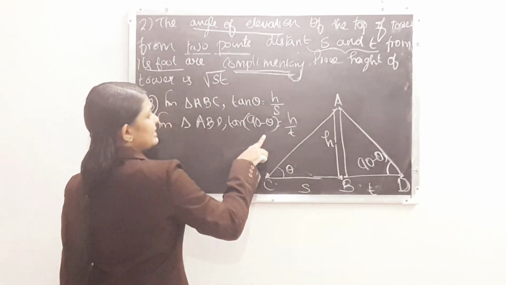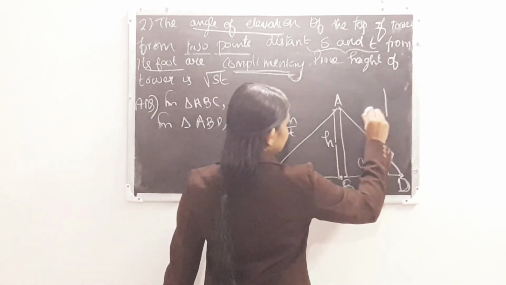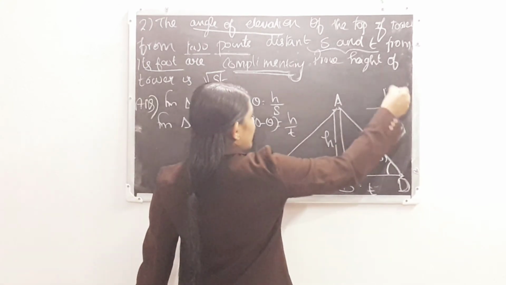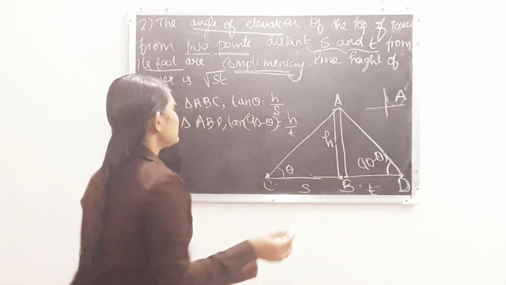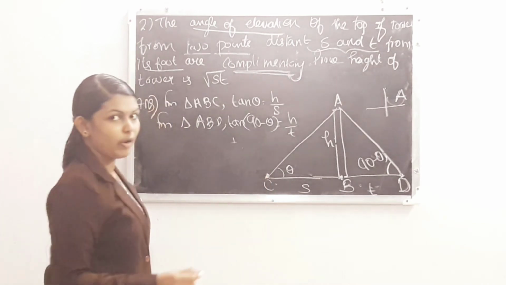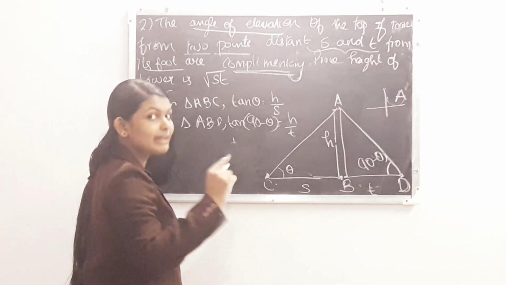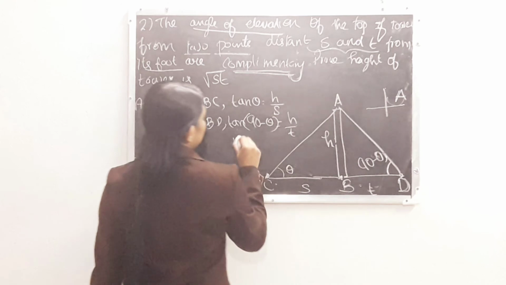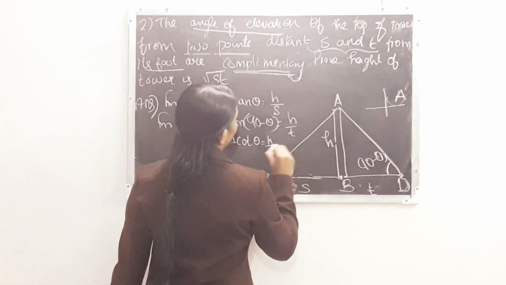This tan 90 minus theta can also be written as cot theta. First of all, we have to check the quadrant in which it lies. So 90 minus theta lies in the first quadrant, where all trigonometric ratios are positive. So first of all we give a positive sign. And since the angle is in the form of 90 plus or minus theta, we have to change this trigonometric function to its cofunction. That means tan will change to cot. So cot theta is equal to h by t.